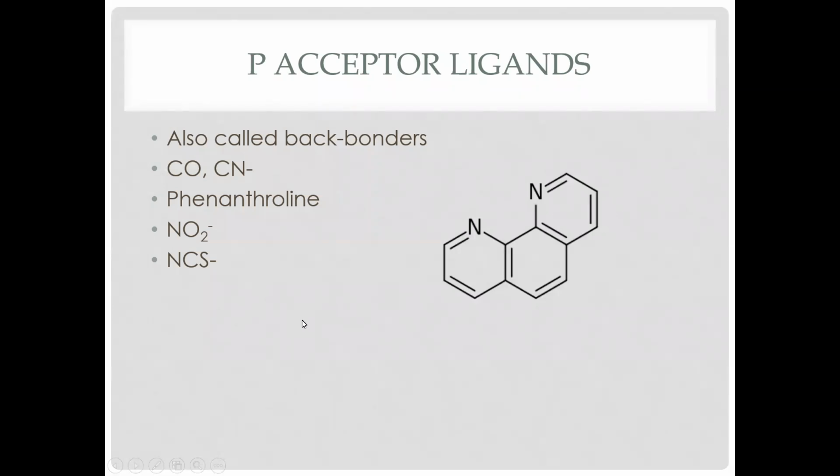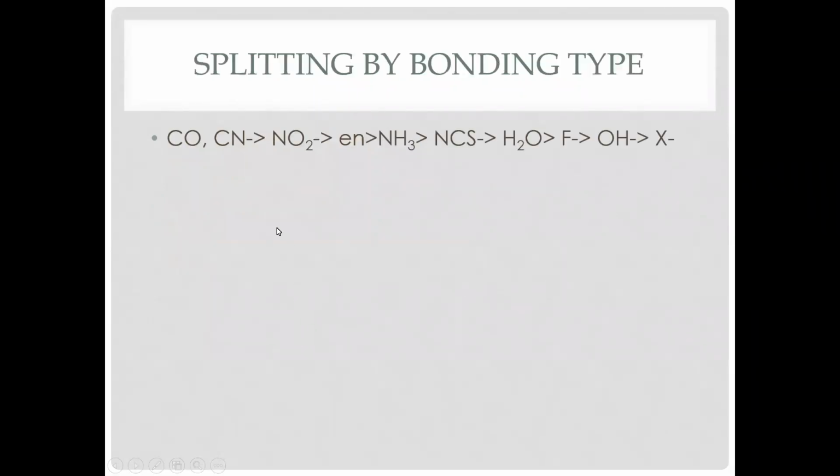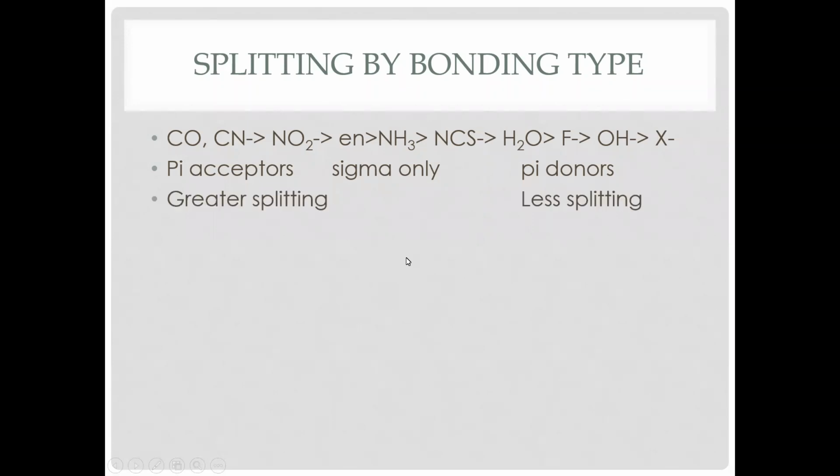All right, so let's put all of this together here. We can organize our types of ligands by the kind of bonding. This is called the spectrochemical series, and we go from strong ligands to weak ligands. Our strong ligands are the pi acceptors. Our weak ligands are the pi donors, and the ones in the middle are sigma only donors. So they don't do anything with pi. The stronger the ligand, the greater the splitting. The weaker the ligand, the less splitting we have.